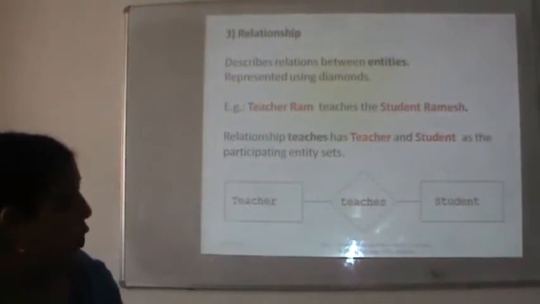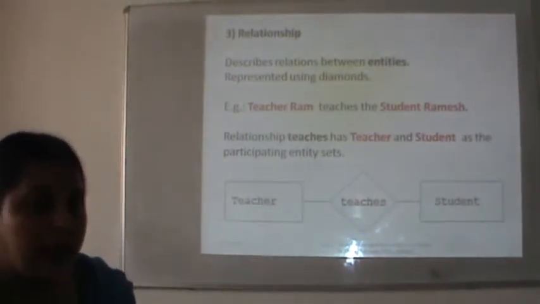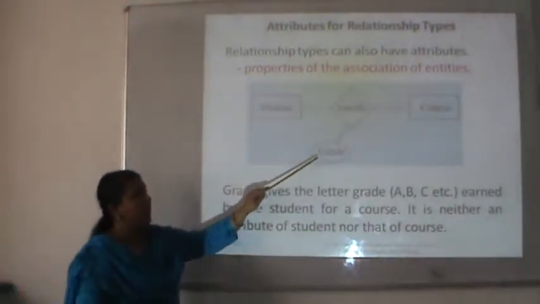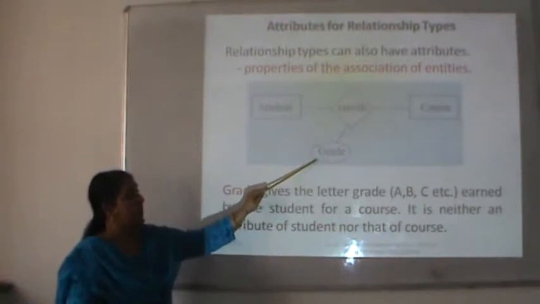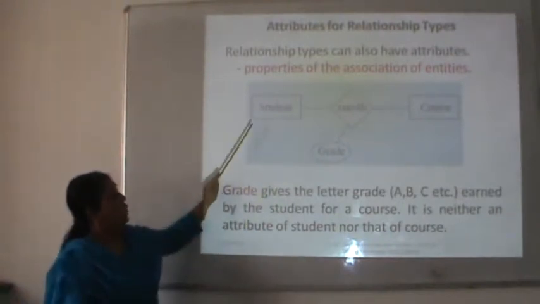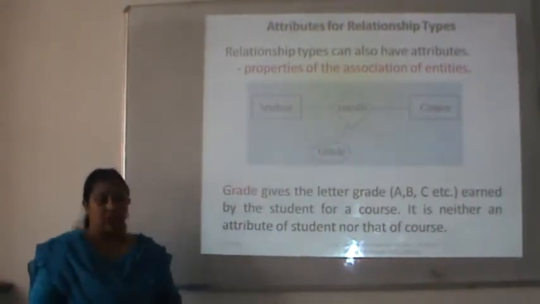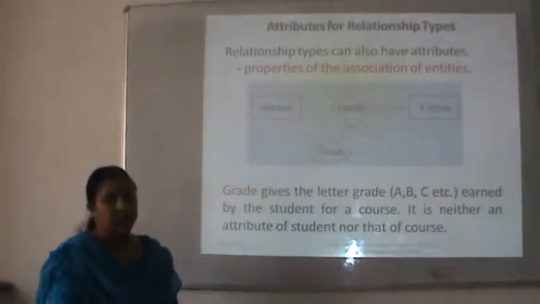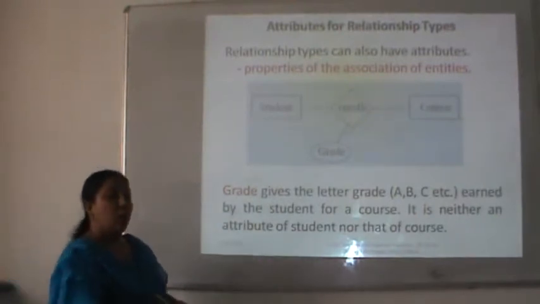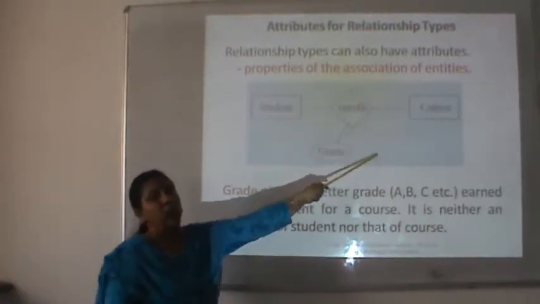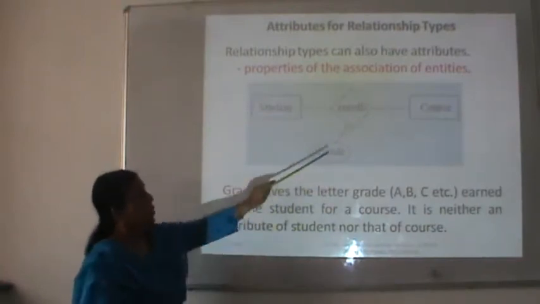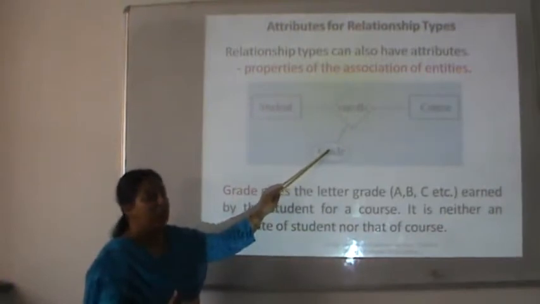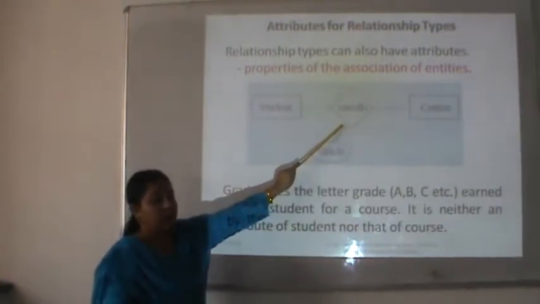Relationship shows the association between various entities. A relationship can also have an attribute of its own. Let us see. A student enrolls in a course. So the two entities are student and course. A student can score a certain grade in a course. So the attribute grade is the attribute of this relationship enrolls.